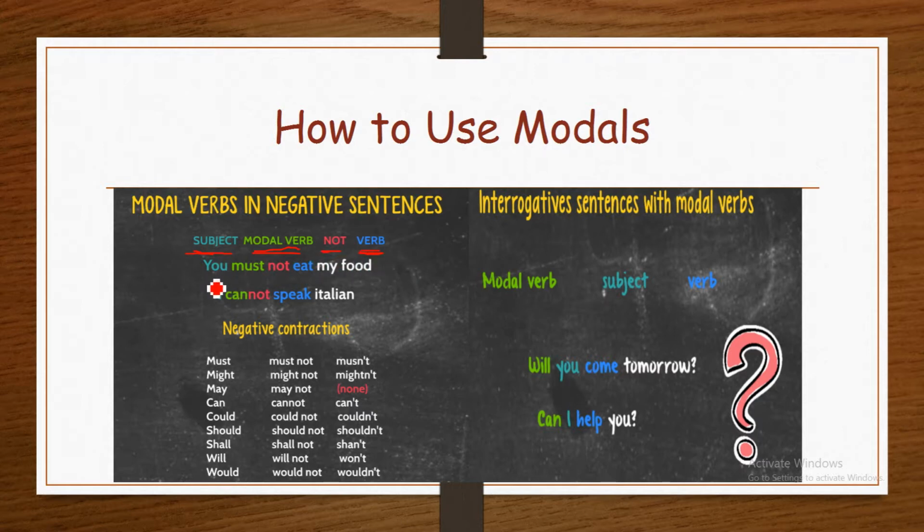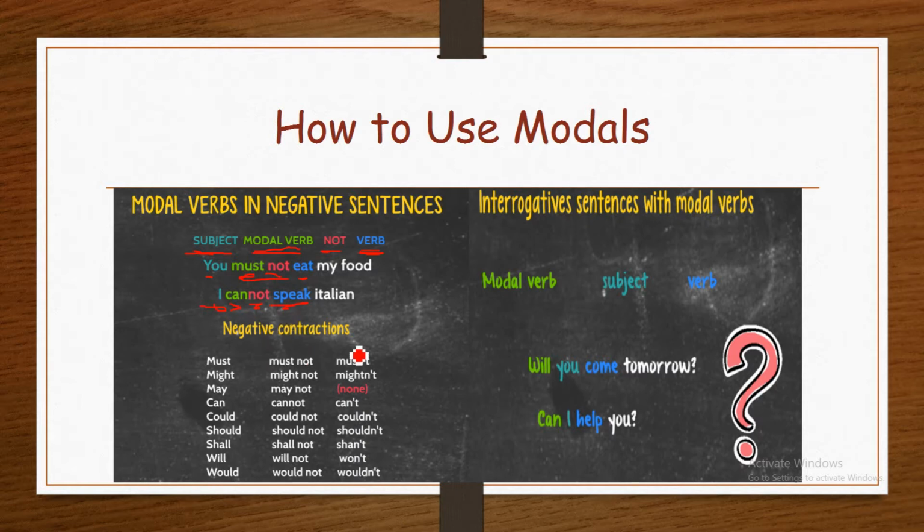For example, you must not eat my food. Subject, plus the modal must, plus not, plus the verb. Another example: I cannot speak Italian. I is the subject, can is the modal, not is for negative, speak is the verb.